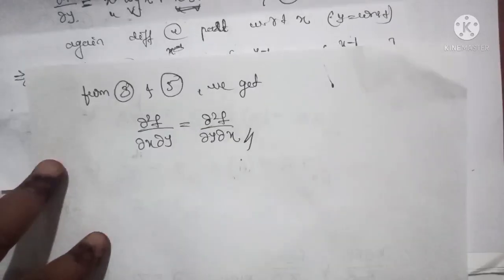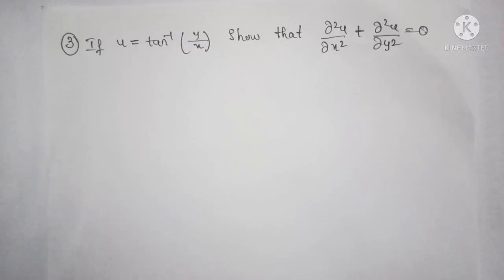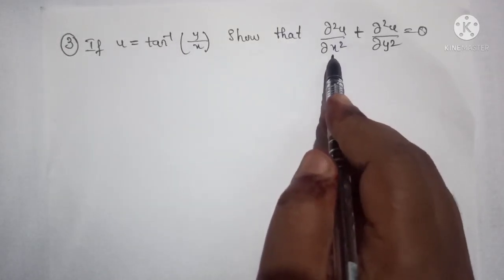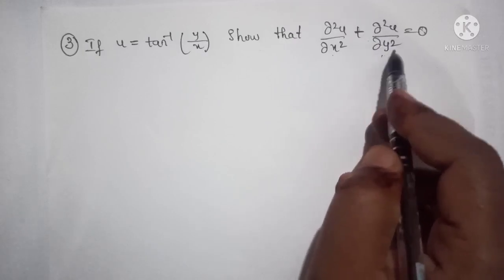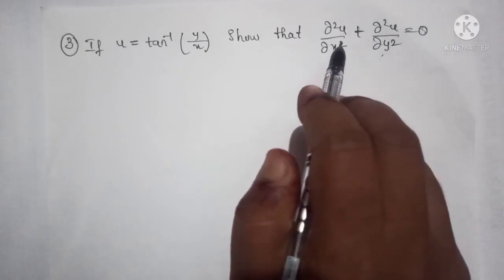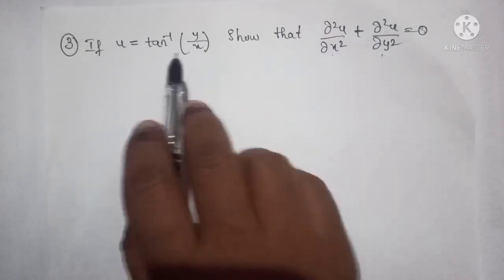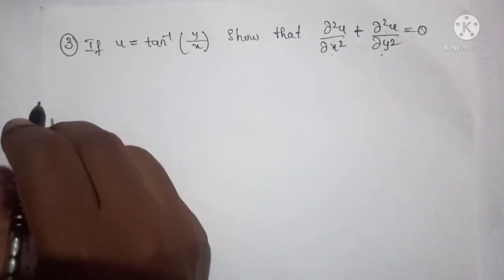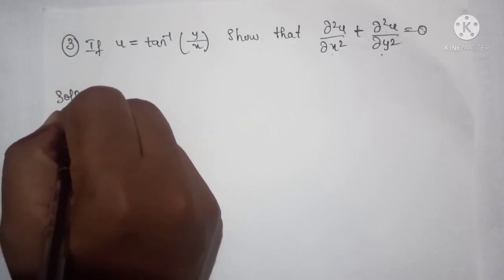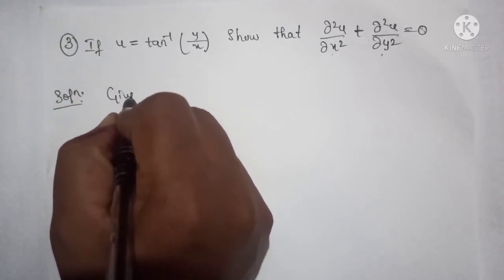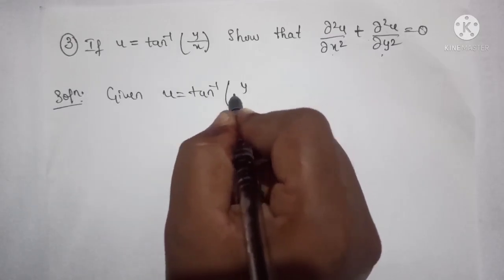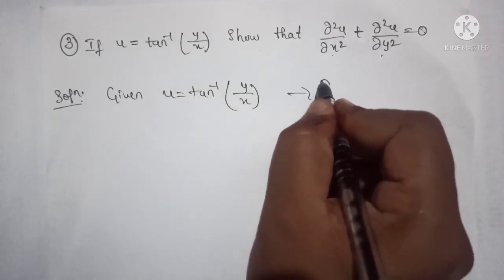Next problem: if u equals tan inverse of y by x, then show that dou square u by dou x square plus dou square u by dou y square equals 0. First we have to find the partial derivative with respect to x, then we find the second order differentiation. Solution: given u equals tan inverse of y by x, let us consider this as equation 1.